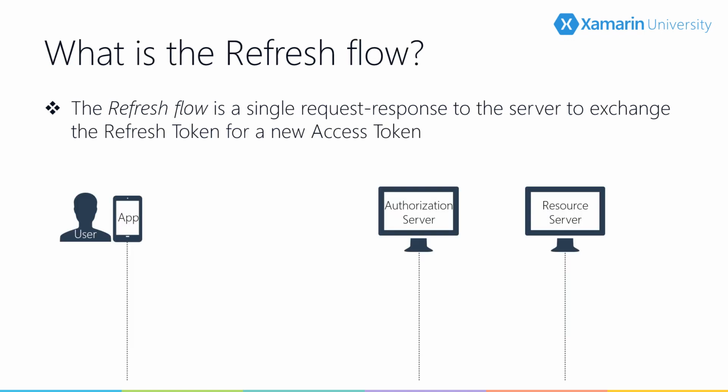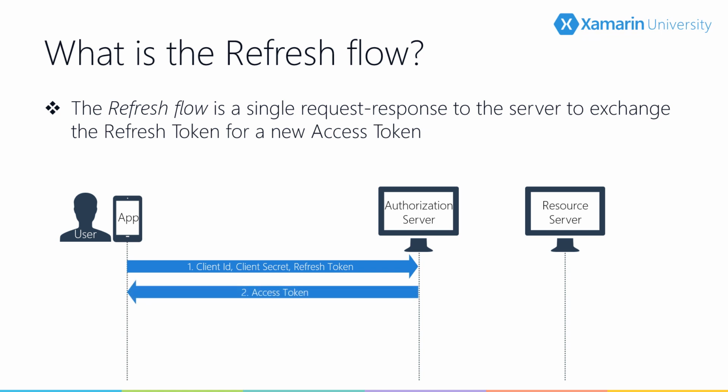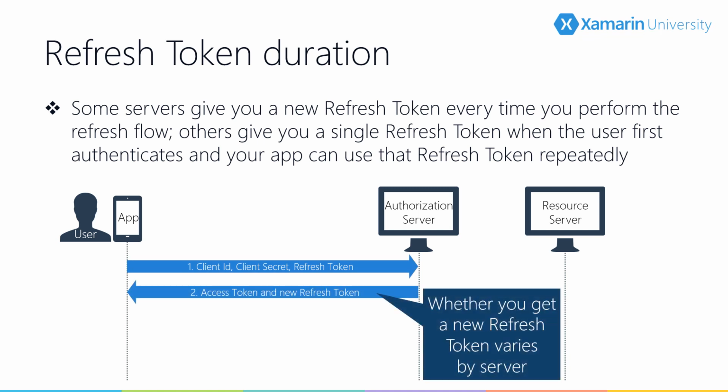Now, the refresh flow is a single request response to the server to exchange the refresh token for a new access token. So we send the client ID, the client secret, and of course the refresh token, and then we get back a new access token. Some servers give you a new refresh token every time you perform the refresh flow. Others give you a single refresh token when the user first authenticates, and then your app will use the same refresh token every time you need to perform refresh.